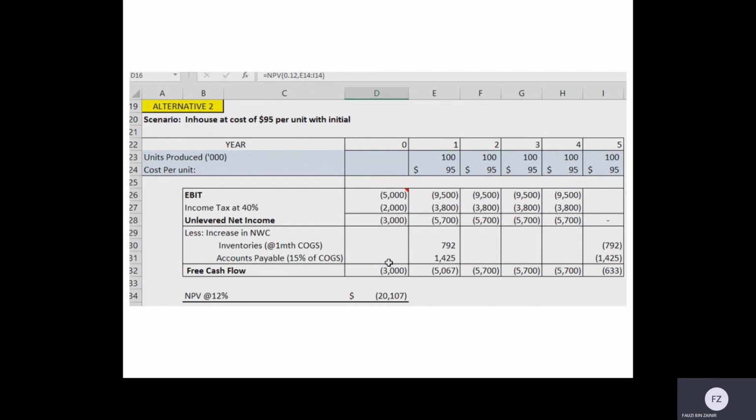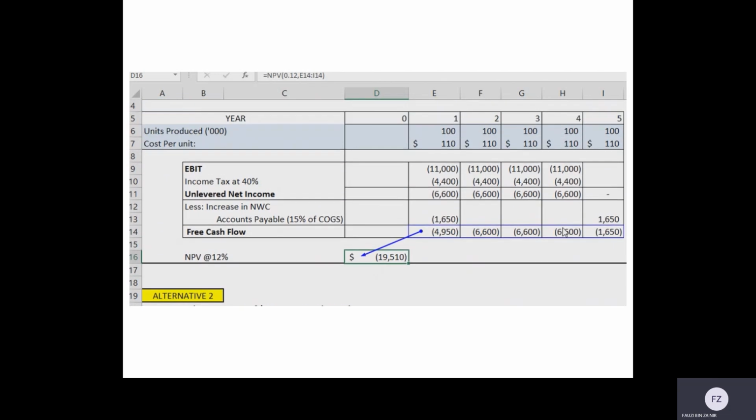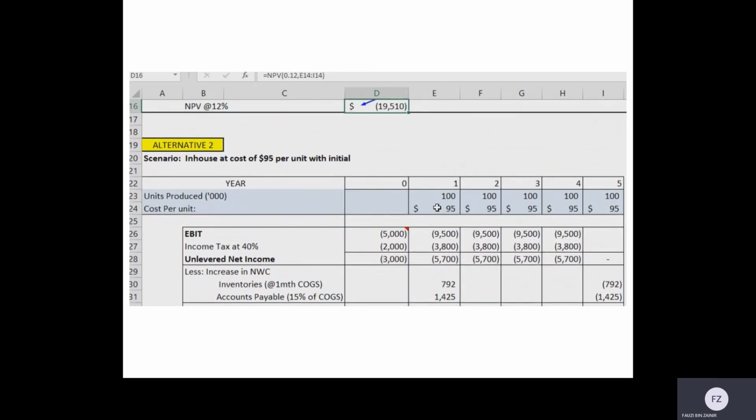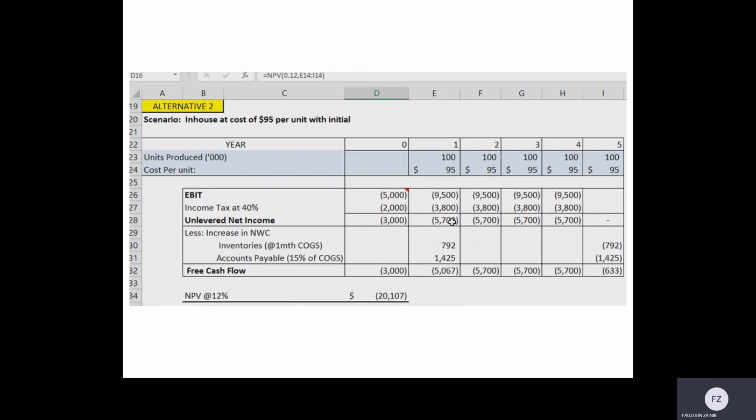So if you were to look at alternative 2, you have the unlevered net income, all this amount here, which is more or less the result of using your cost per unit at $95. So these are the real figures.